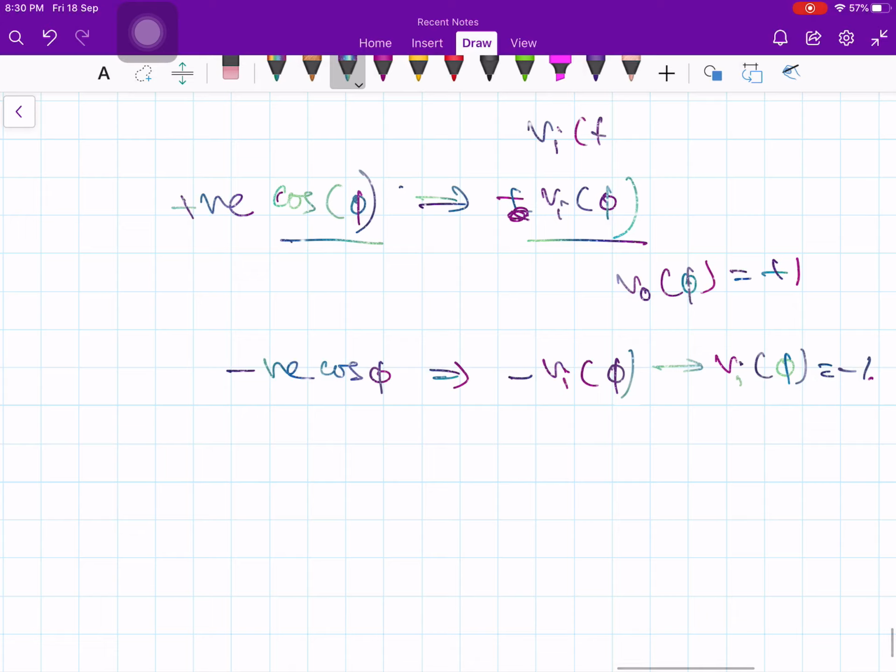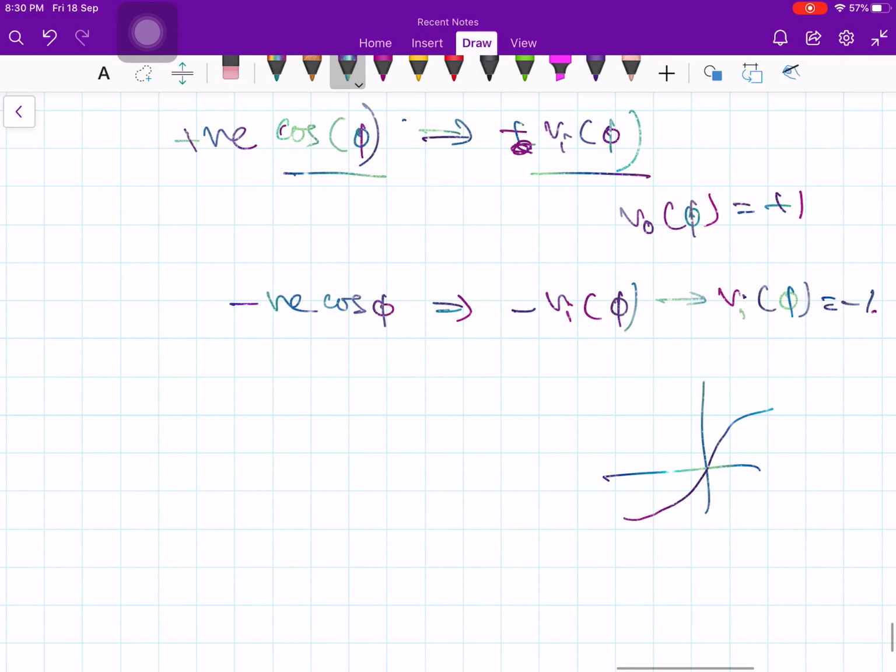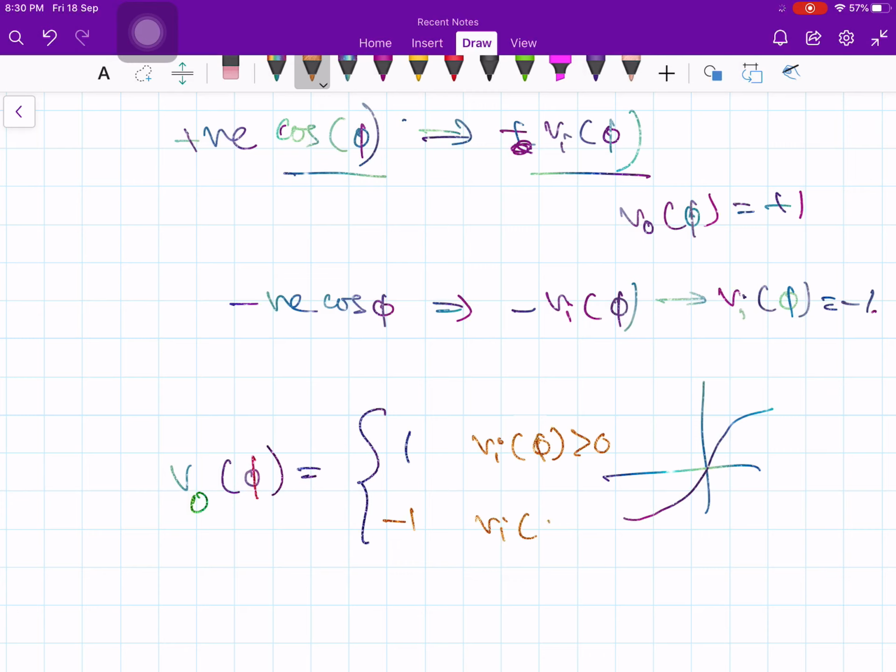As against hard limiting, we said there is also soft limiting, which is not as hard as your hard limiter. Therefore, now let me write down my output. V naught of phi is equal to 1 if vi of phi is greater than 0, and minus 1 if vi of phi is less than 0. In fact, let me write down one more step so that you will understand it in a better way.